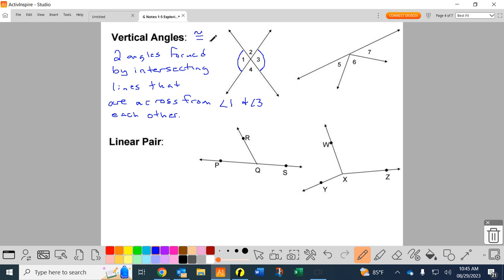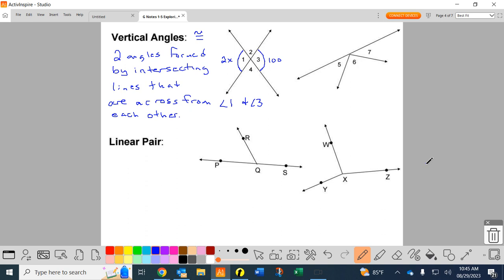Which means if you're solving a problem on this one and you see vertical angles, you can set them equal to each other and solve the problem. Let's say this side was 2x and this side was 100. You could set 2x equal to 100 and solve it. They're the same. They're equal. Vertical angles, measurements are equal. They are congruent. The angles are congruent. Their measurements are equal.